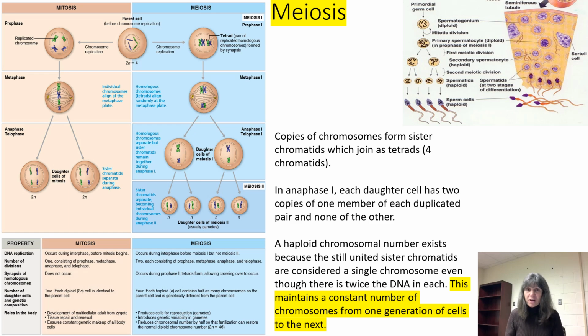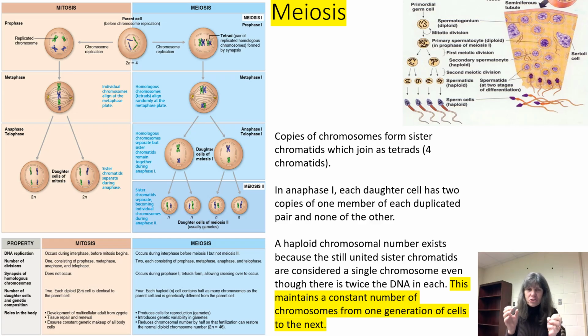In metaphase 1 of meiosis 1, those tetrads will now line along the equator. Remember, they are homologous pairs of chromosomes that are joined together. In anaphase 1 and telophase 1, those tetrads, the pairs of homologous chromosomes, are now going to be split apart.